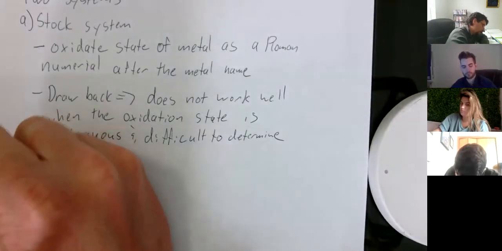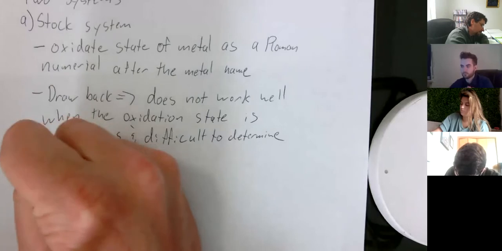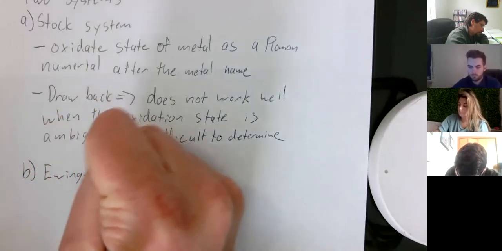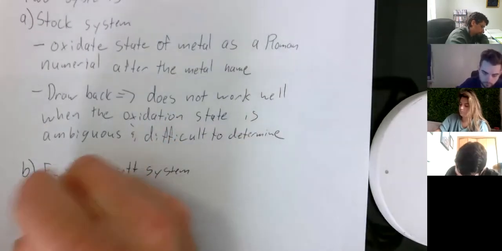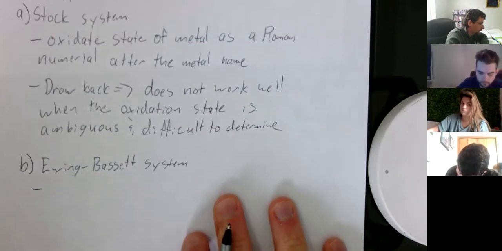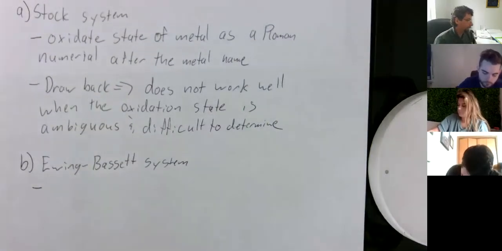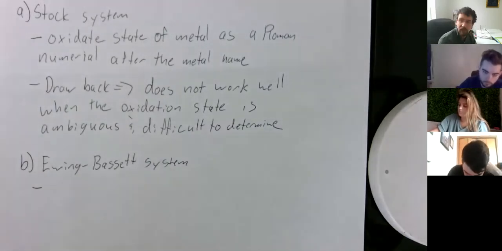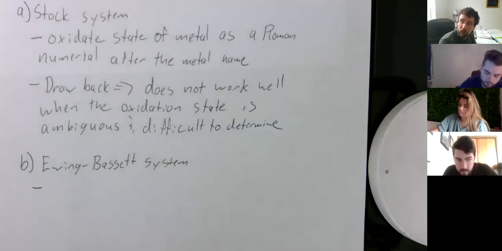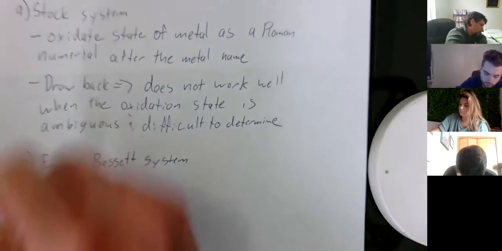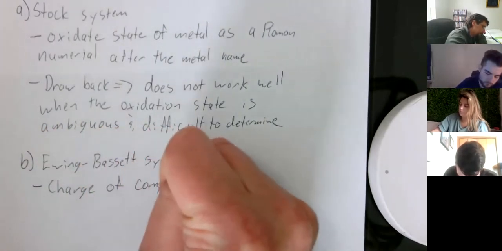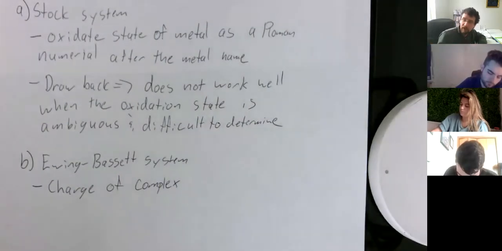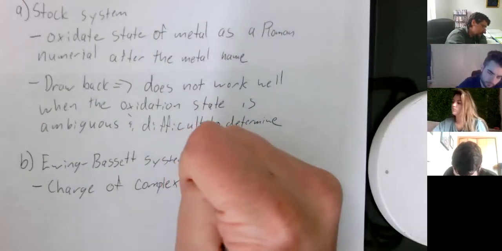Okay. Now the other system, the Ewing-Bassett system. In this case, the charge of the complex is put in parentheses after the name of the metal, but it's not a Roman numeral, it's just a number. So, charge of complex, not the charge on the metal, but the charge on the complex is in parentheses.